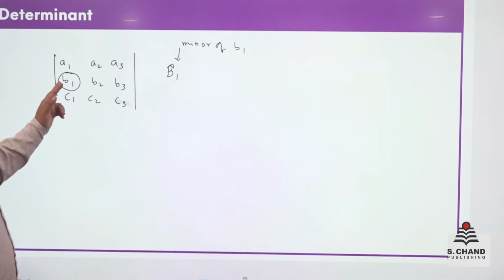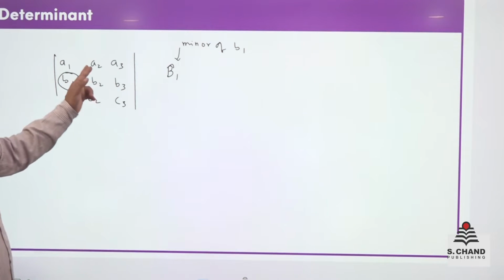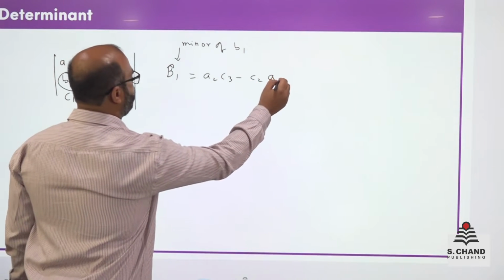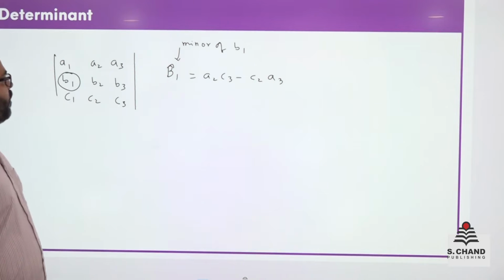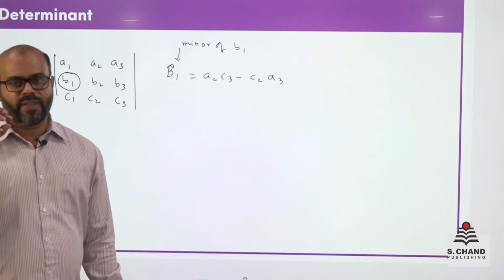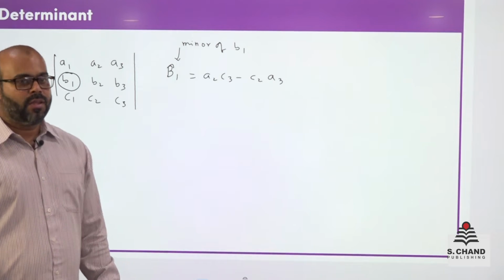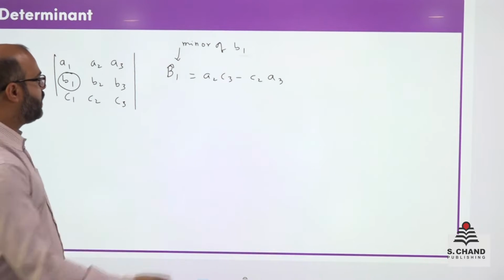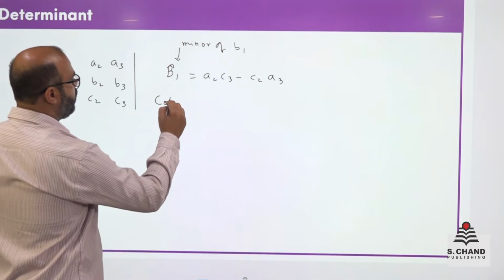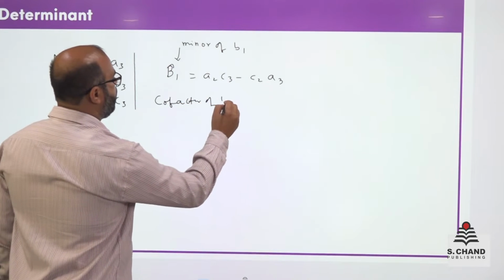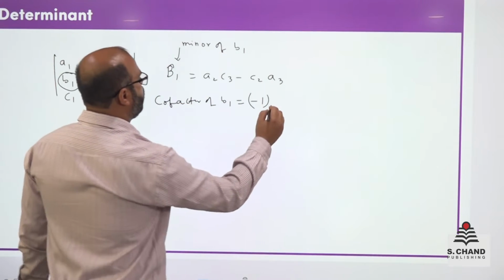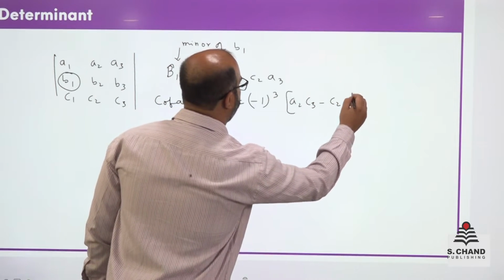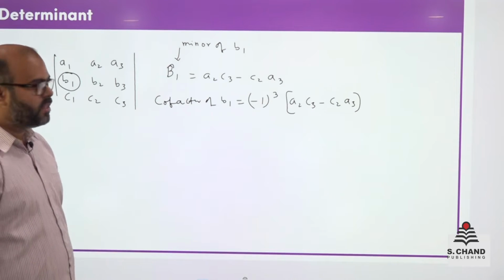Then what is the minor? We eliminate this column, we eliminate this row, we get A2 C3 minus C2 A3. Now what is its cofactor? Cofactor also takes into account the position of the element whose minor is taken. So this position is second row first column, which is 2 plus 1, 3, an odd number. In that case the cofactor of B1 will be minus 1 to the power 3 into A2 C3 minus C2 A3, which will be minus, of course, since the cube of a minus is minus.